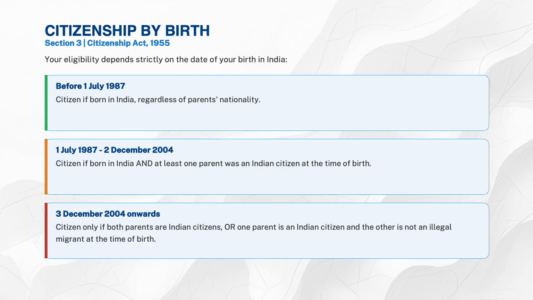So you are a citizen if you are born in India before 1st July 1987, regardless of your parents' nationality, which means people born before 1987, your parents don't need to be Indian citizens, no condition, automatic citizenship. Okay? If you were born in India before 1st July 1987, automatic citizenship. If you were born between 1987 and 2nd December 2004, at least one of your parents must be an Indian citizen. I come under that category.